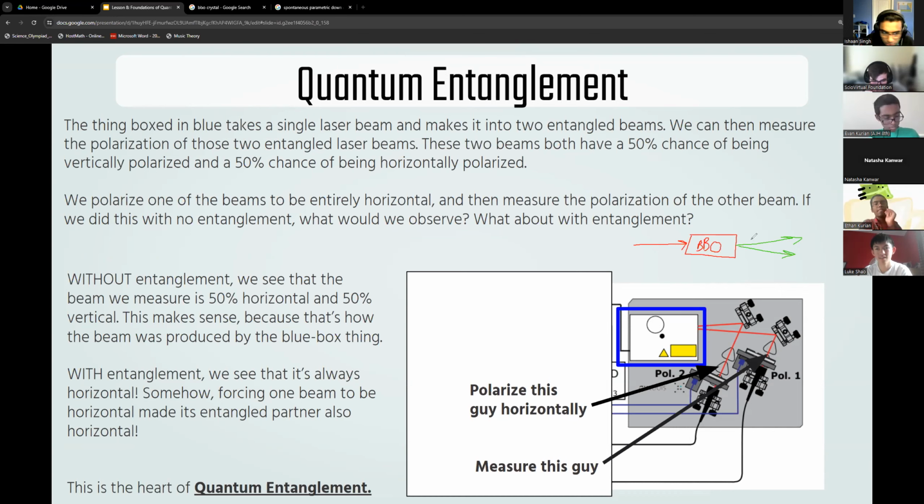Because both these two laser beams come from the same input laser beam, that's what makes them entangled when they go through the crystal. We do our unentangled measurements by just using two independent laser beams. This blue box thing also has the capability of just producing two laser beams that aren't entangled.